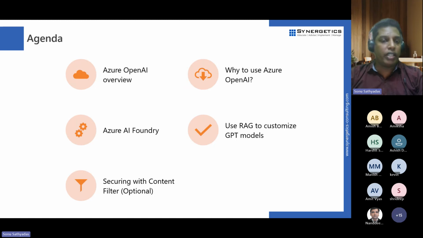In today's session, I'll be talking about the Azure Open AI and why we have to go for the Azure Open AI, and how we can build AI solutions using the Azure AI Foundry, formerly called Azure AI Studio. We will also talk about the Retrieval Augmented Generation architecture, so how we can customize the models, specifically the GPT models in the AI Foundry with our custom data. And as time permits, we'll talk about the content filter as well.